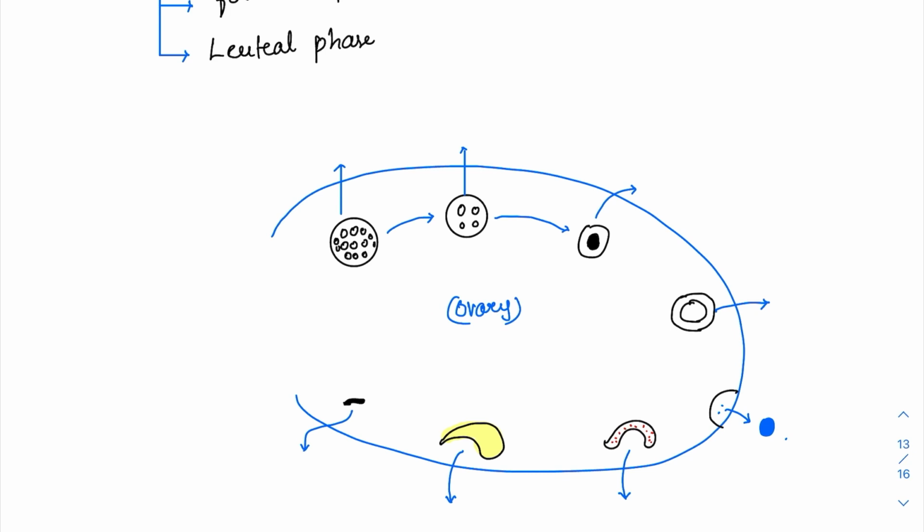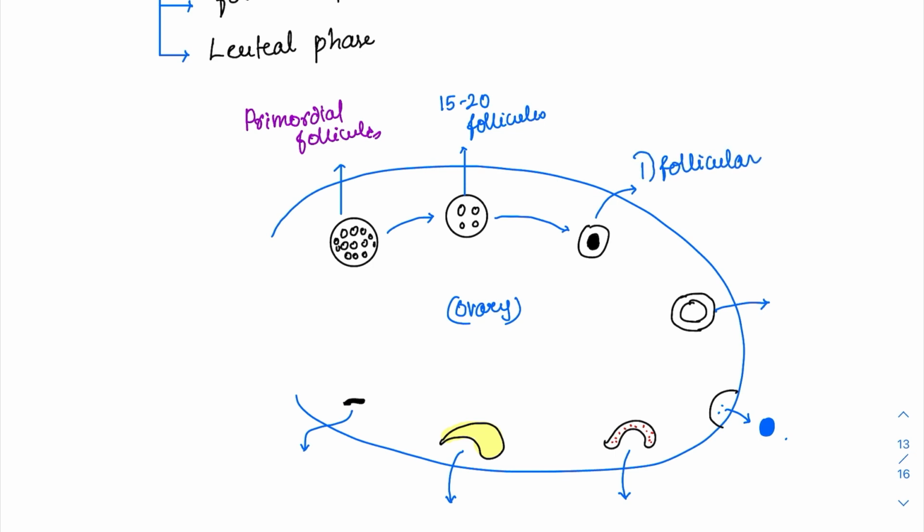Out of this, the first and foremost follicles are called primordial follicles. Out of these, what will happen? Some will be recruited every month. Around 15 to 20 follicles are recruited, and out of these 15 to 20 follicles, one will be chosen for developing into a mature follicle.